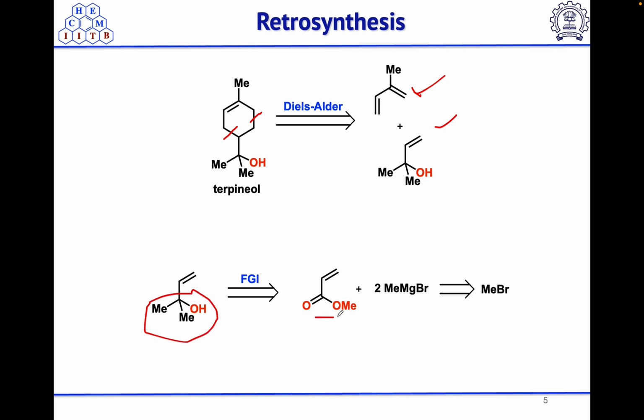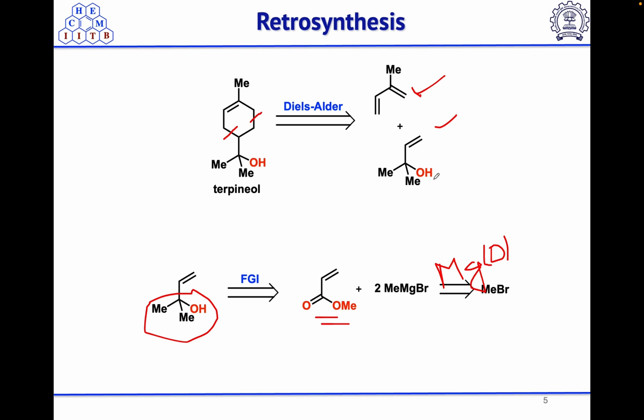If we have this ester, and we add two equivalents of Grignard reagent, two equivalents of methyl magnesium bromide, we can easily get addition of two methyl groups, which leads to this tertiary alcohol. And this methyl magnesium bromide we can easily get from methyl bromide by treating with magnesium zero, or magnesium turnings.